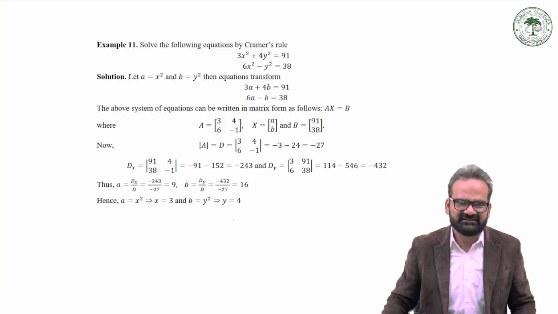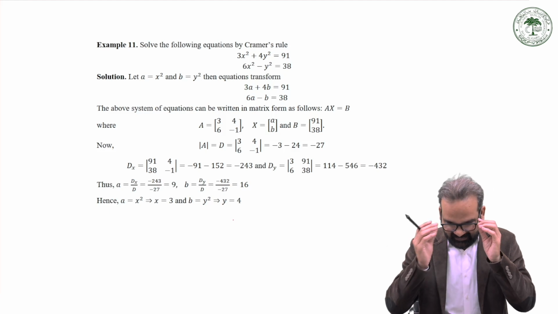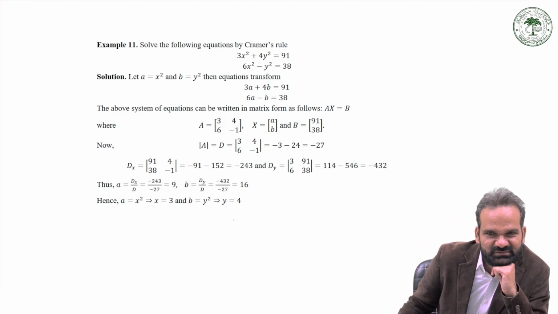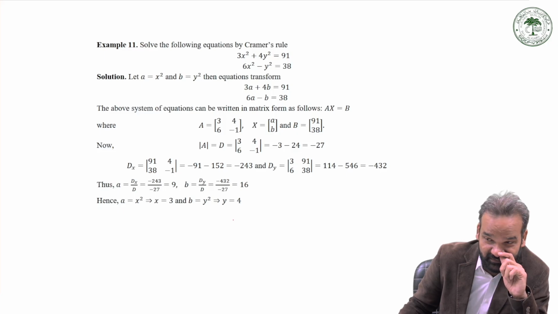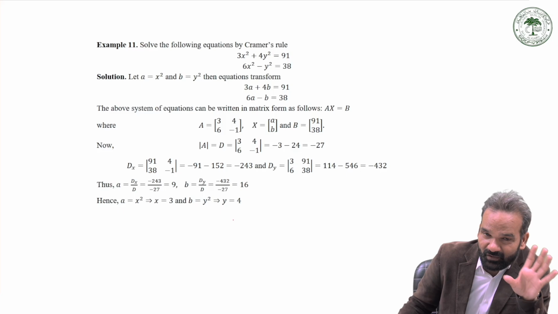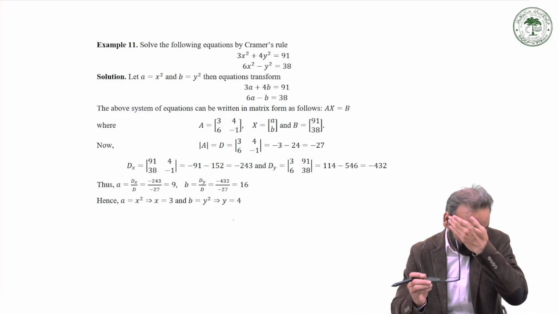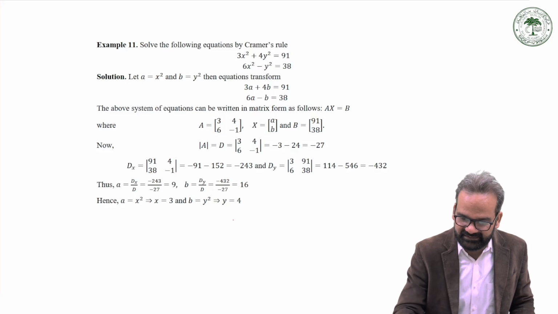Let us have one more example. Solve the following equations by Cramer's rule. See, this is 3x square plus 4y square equals 91. 6x square minus y square equals 38. Look at these two equations very carefully. What is the difference between this example and all those examples which we have already discussed? Here, we have two variables x and y, right? But the power or the degree of the variables x and y is 2.